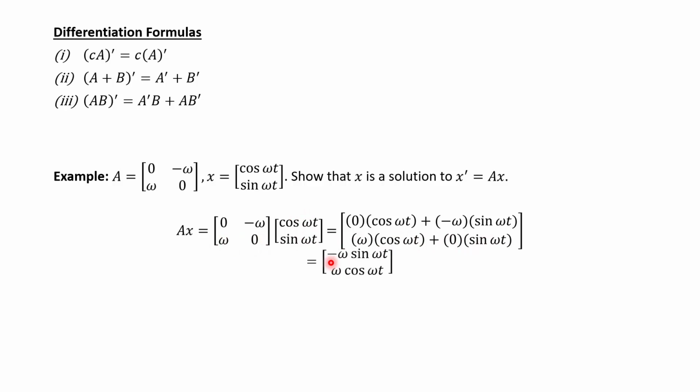And after a little bit of simplifying, we get row 1 is negative omega sine omega t. Row 2 is omega cosine omega t. And now we want to show that x prime equals this. So for the derivative x prime, we are given x, so just differentiate each entry. The derivative of cosine omega t is negative sine omega t times omega, just using your chain rule. And then the bottom one, the derivative of sine is cosine times the derivative of the inside, which is omega. So omega cosine omega t, which equals A times x. So we just showed that x is a solution to this equation.